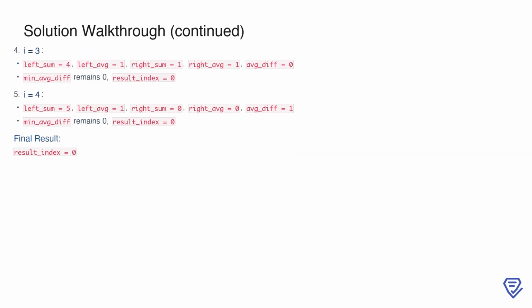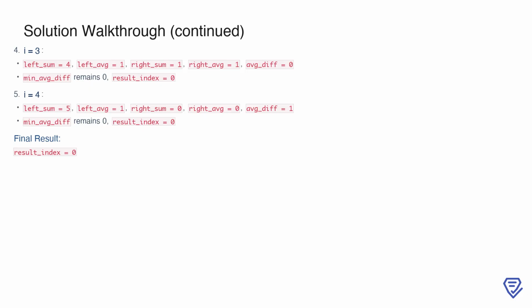For i equals 2, adding nums[2] equals 1 to left_sum results in 3. The left average is 3/3 equals 1. The right sum is 5 - 3 equals 2, and the right average is 2/2 equals 1. The average difference, abs(1 - 1) equals 0, is still equal to the current min_average_diff, so no changes are made.